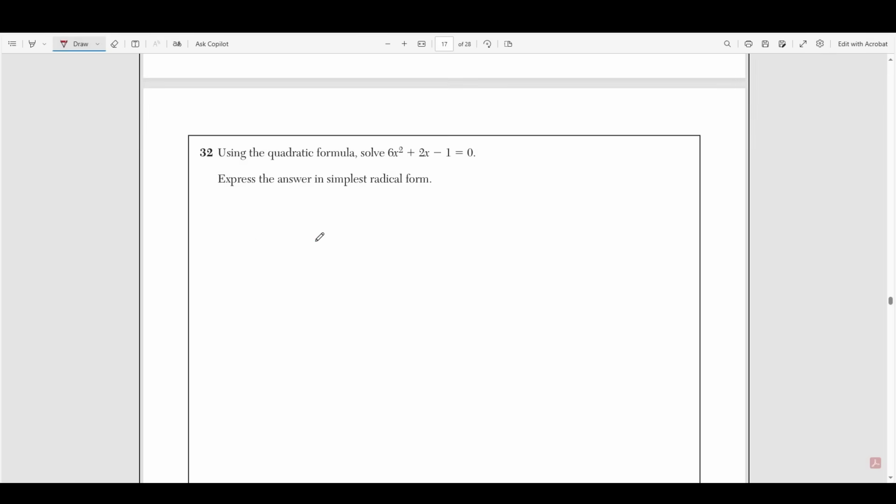So remember that the quadratic formula is negative b plus minus the square root of b squared minus 4ac over 2a. So whenever you have a trinomial, it's usually in the form of ax squared plus bx plus c, okay? So in this case, the number in front of the x squared is your a. So I know that my a is equal to 6 here. The number in front of your x that's not being squared is your b. So I know my b is 2 here.